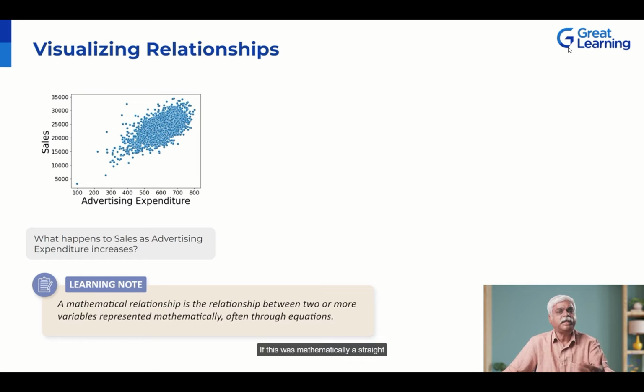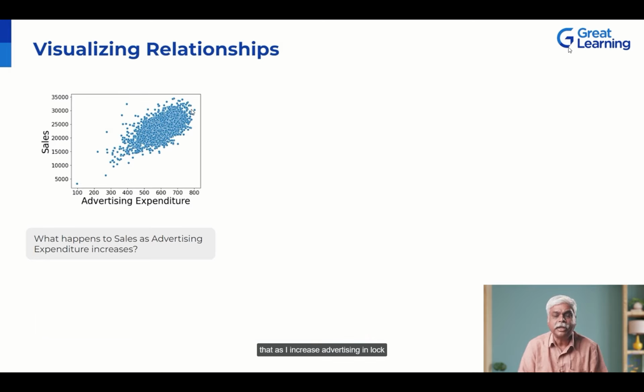If this was mathematically a straight line, or mathematically the case that as I increase advertising, in lockstep sales increases, then I'd have a very simple problem. But as we all know, businesses don't work that way. People don't buy that way. And advertising doesn't impact people in that way. What do I mean by that way? In that deterministic mathematical way. There's randomness in behavior. There's randomness in the effectiveness of advertising. There's randomness in the procurement characteristics of people. So this is not a mathematically true relationship.